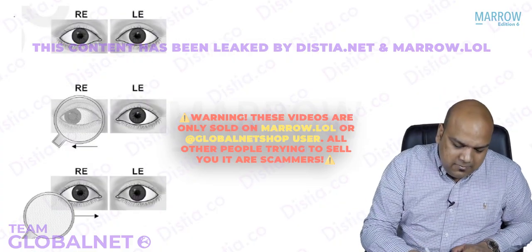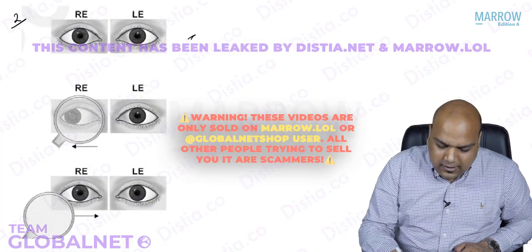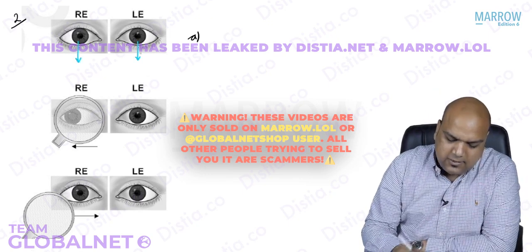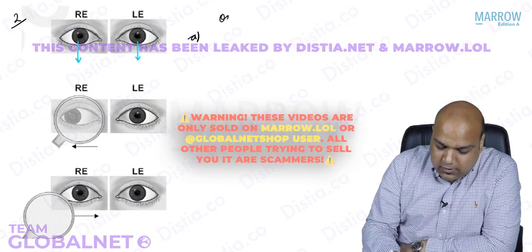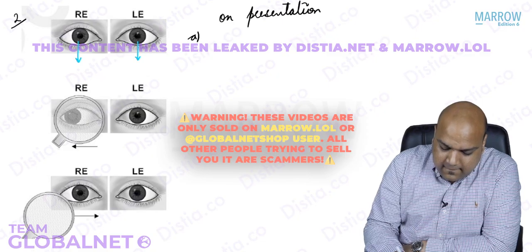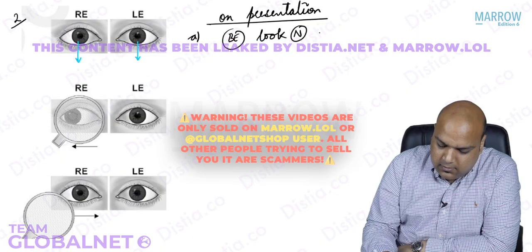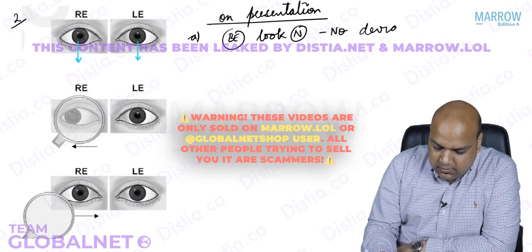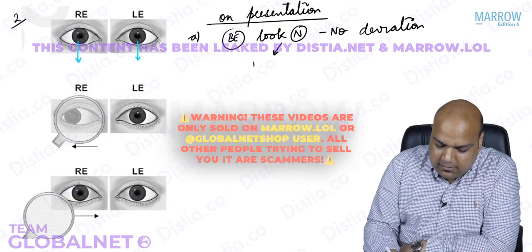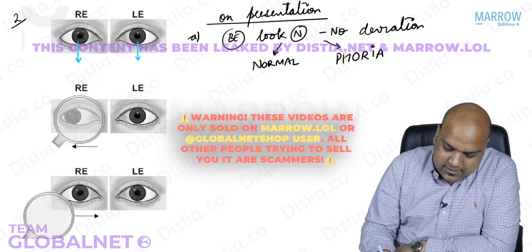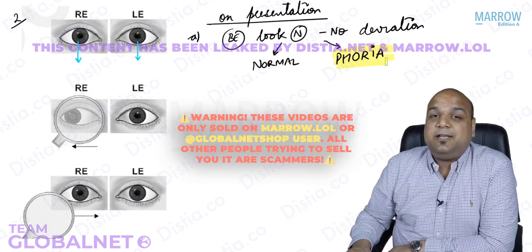Let's see this, everybody. Image 2, part A. In part A, what do I see? The right eye is looking straight and the left eye is also looking straight. Both the eyeballs are looking straight. On presentation, both eyes look normal. No deviation. That means either it can be a normal eye or it can be a case of exophoria. What am I interested in? I am interested in the fact that if it is exophoria.